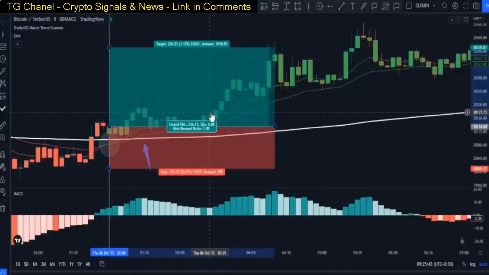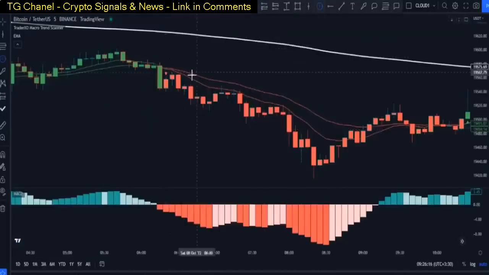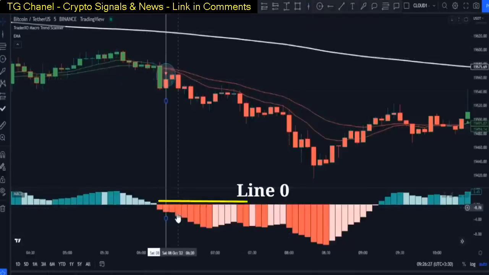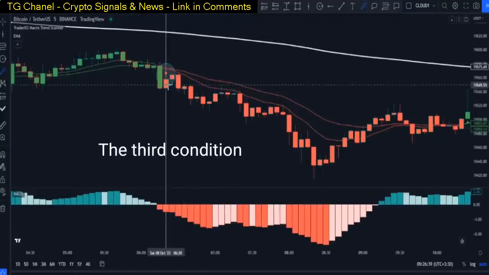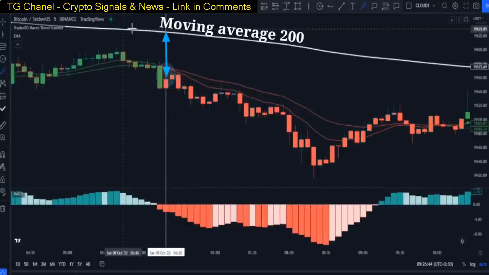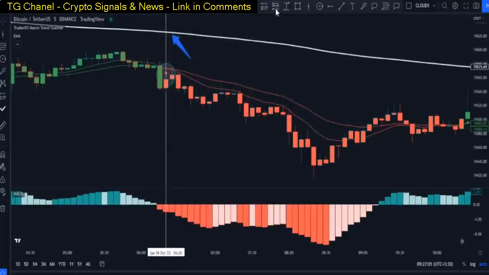Now let's test a short trade and check out its conditions. To enter a sell trade, we have to get a short or bearish signal from the Trade XO indicator, and we have got it here. Next, the MACD's histogram has got to be under the zero line, and in this position, the histogram is under the zero line, so the second condition is met as well. And for the third condition, our trigger candlestick should close under the moving average line, and this is true here, so we can enter a short selling trade.